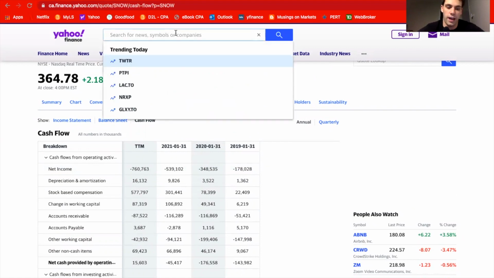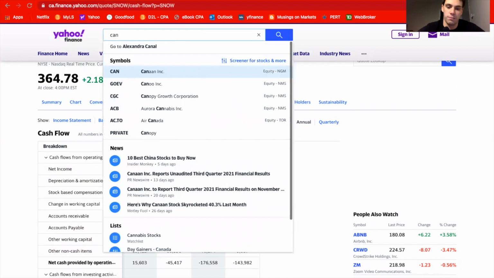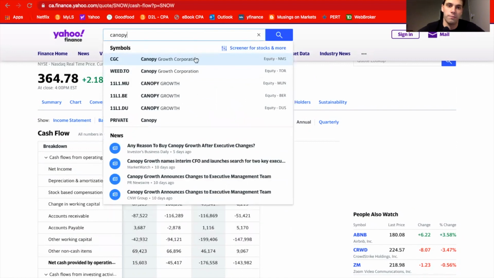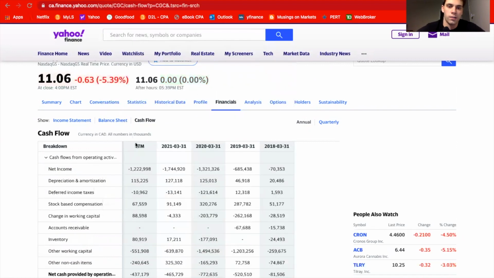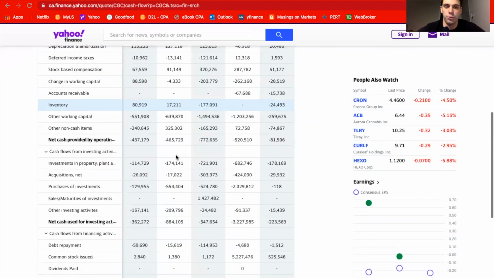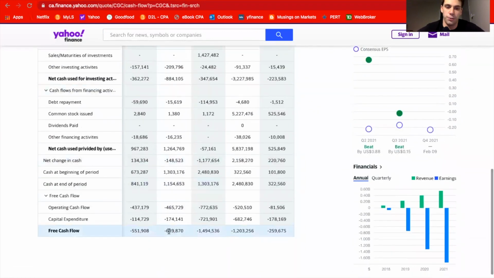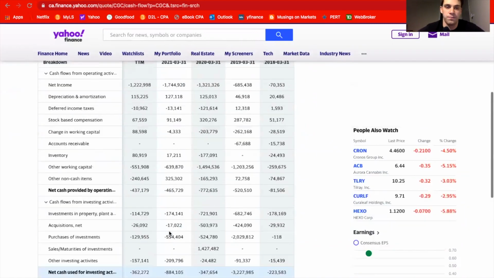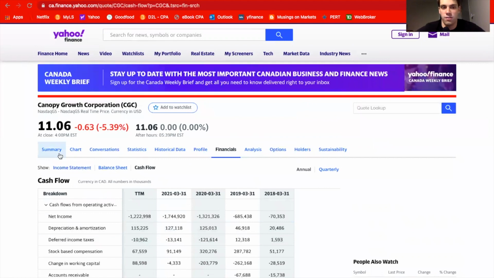Now, if we take a look at a company we looked at recently on this channel, Canopy Growth. So Canopy Growth is kind of similar to Snowflake, where if we go to their free cash flow, it's also negative, and it's very negative. In fact, even more negative than Snowflake's. But this company is worth less than Snowflake.